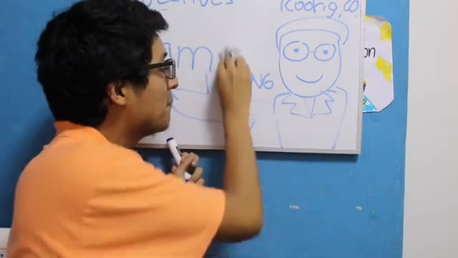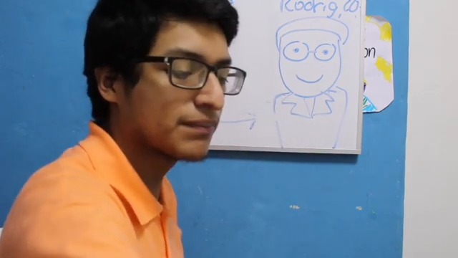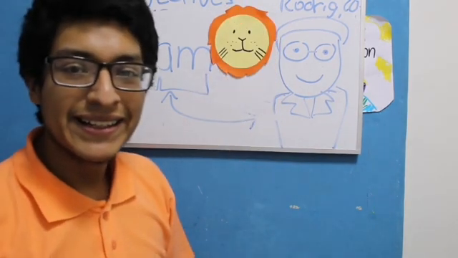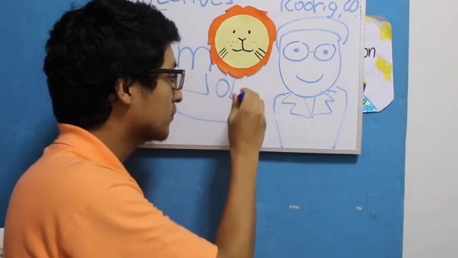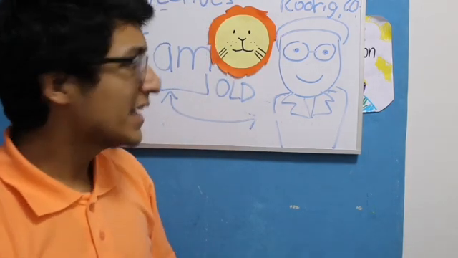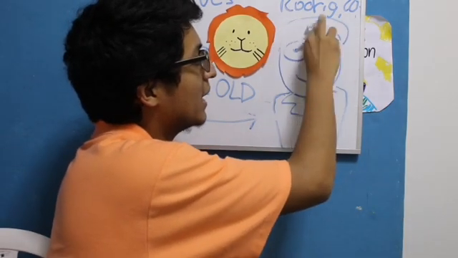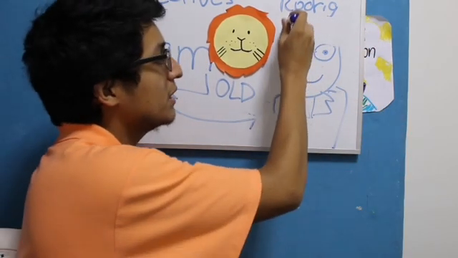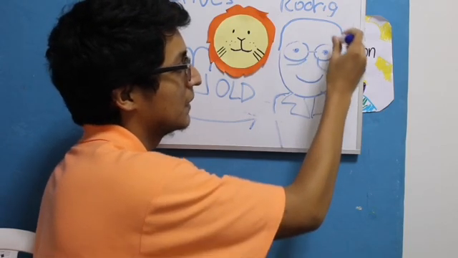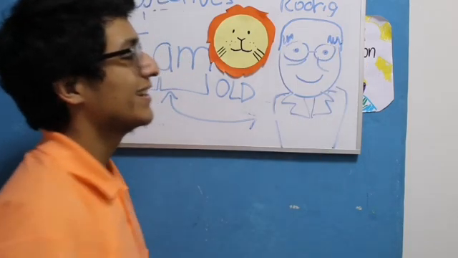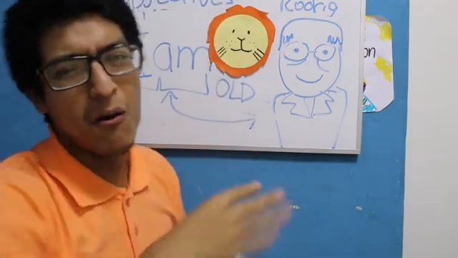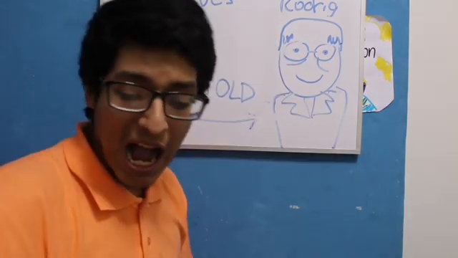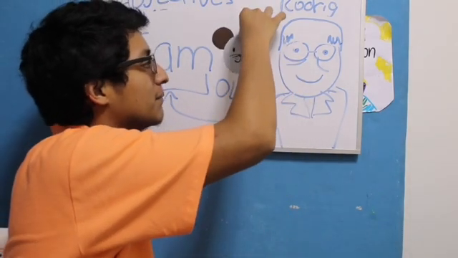And what if I put this one? The last one, okay? Remember, old. Old. And what does it mean? It means that I am like this. Look, I erase this and I put this. I am old. Like this. Old. I am old. I have many years. I am old.